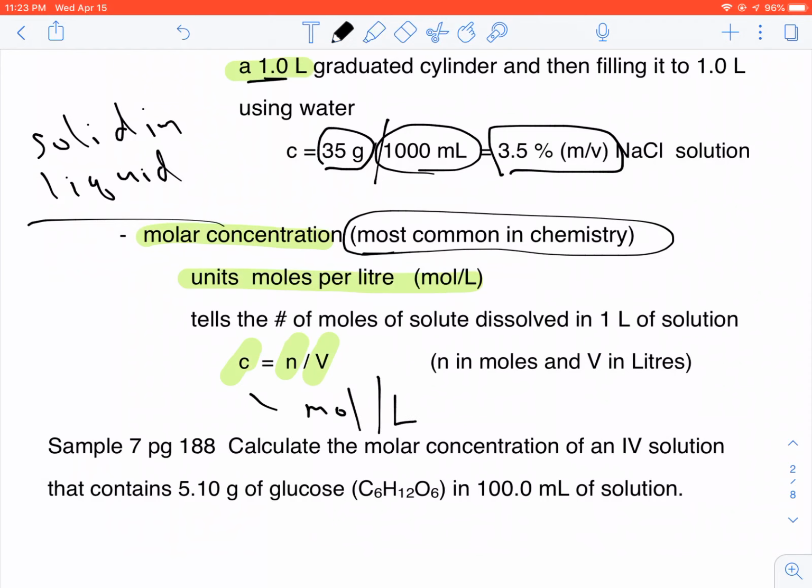Okay, moles per liter. So all I've done is I've taken the number of moles, divided it by the number of liters, and I end up with a unit that is in moles per liter. Okay, so I'm going to switch to page 188 and look at the sample problem that they've given you in the textbook, and then there's a few for you to try.